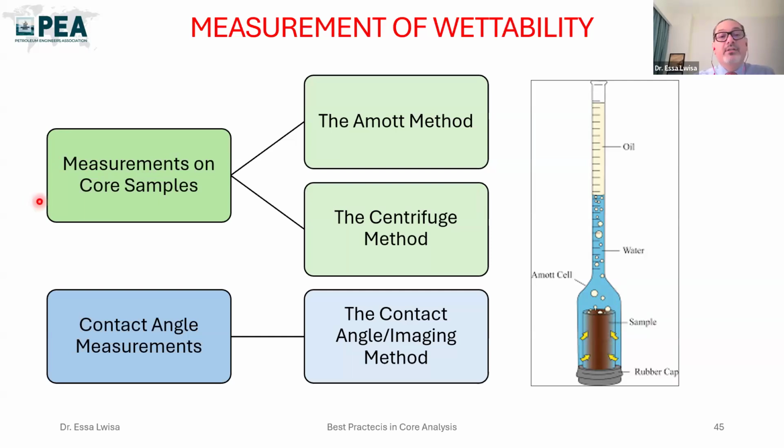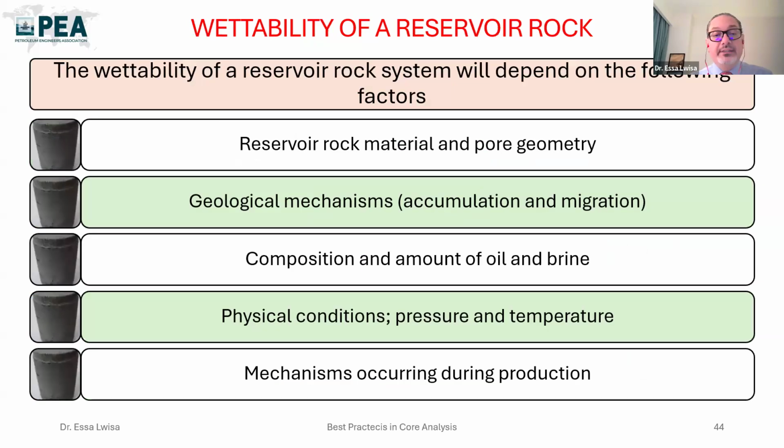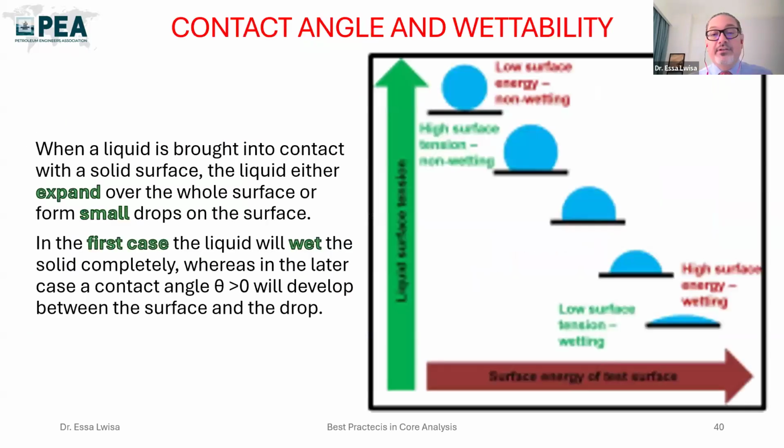Here we have measurements on core samples: the Amott method and the centrifuge method. Here is the Amott method. Or we can obtain the wettability by measurement of the contact angle. As you remember from this picture here, from the contact angle we can decide whether this surface is oil wet or water wet.